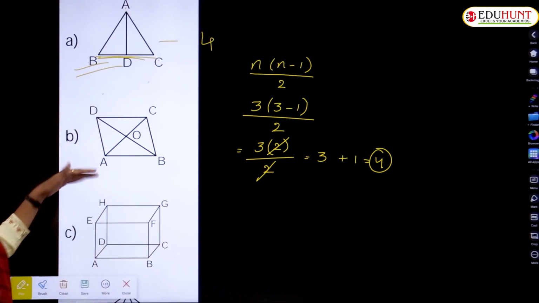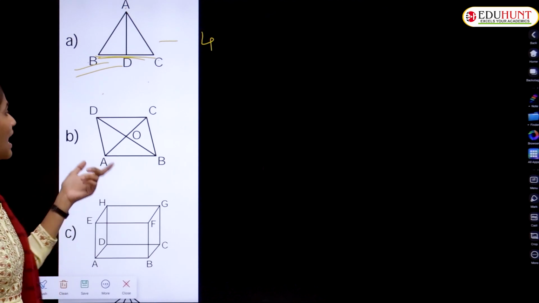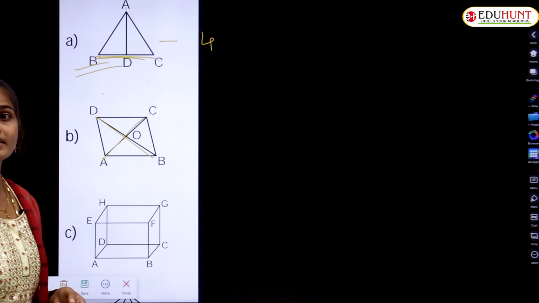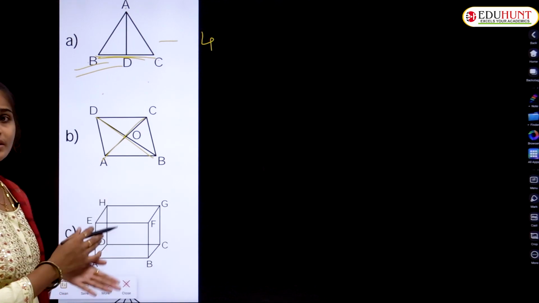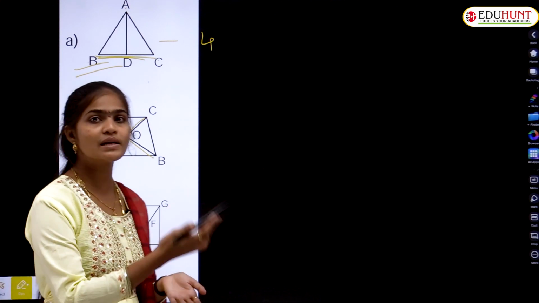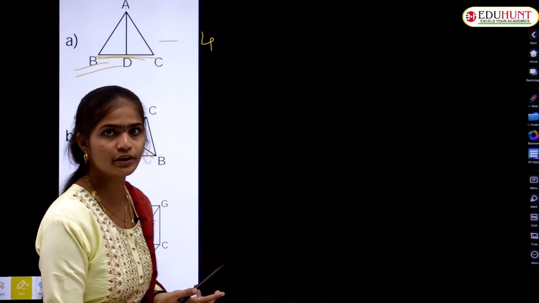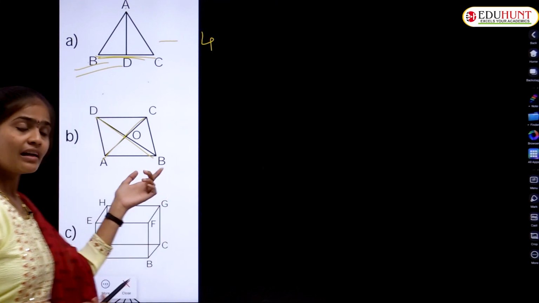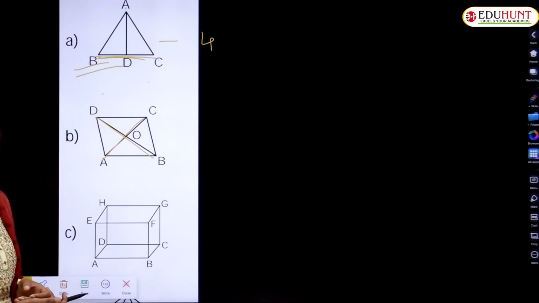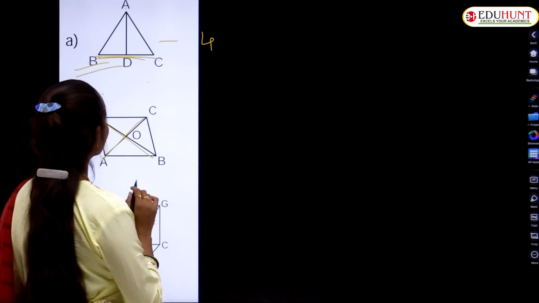Next, come to the second one. Here this figure has, we know, those two are diagonals. So in this figure we have the sides as well as the diagonals, and we know that sides as well as diagonals are line segments only, no. So we have to calculate the line segments as well as the diagonals. Okay, so here how many line segments are there?